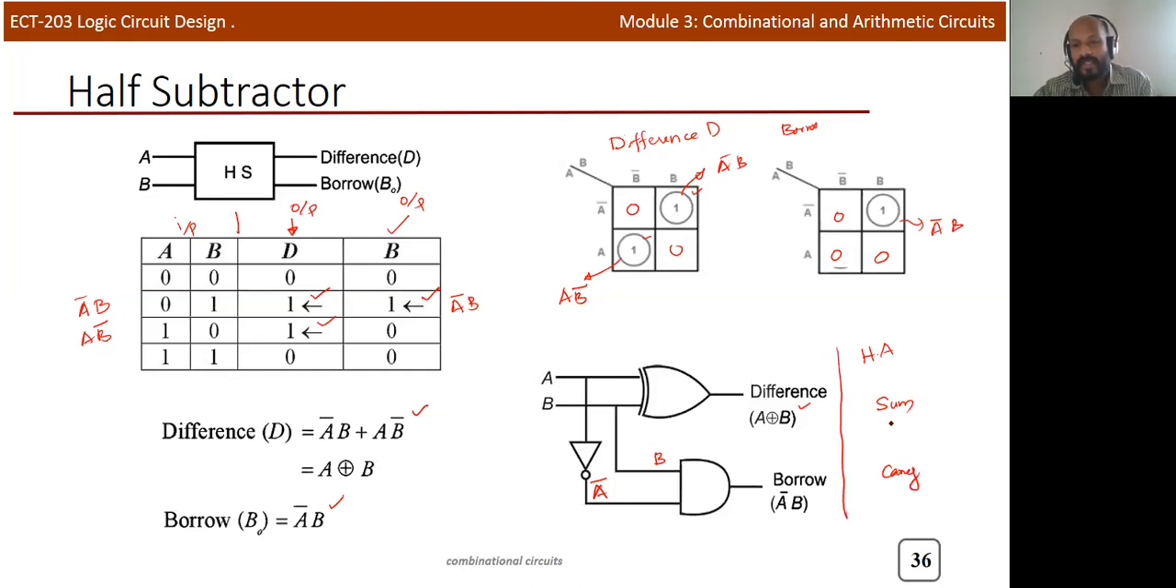So the sum will be exactly A XOR B in the case of half adder, but carry is simply AB. So that's the only difference. Here it is A bar B, the first value becomes the complement. But in the case of half adder, it's simply AB. Here it is A bar B. So we can compare these two circuits. One is the adder circuit, another one is a subtractor circuit.